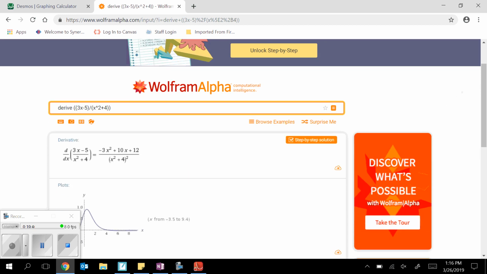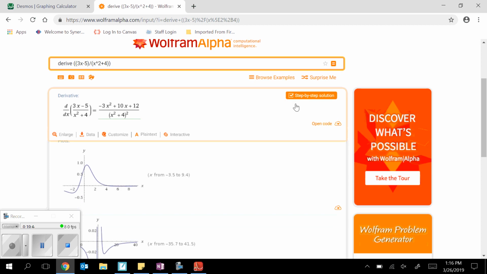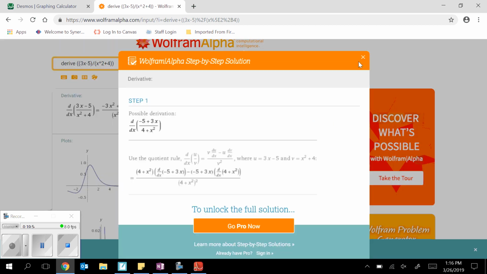If you pay for the app, I think it's like $4 on an iPhone or Android. Honestly, great use of $4 for me. You can even click this button here. And again, on the app, if you pay for it, they'll show you how to get there step by step, which is awesome.